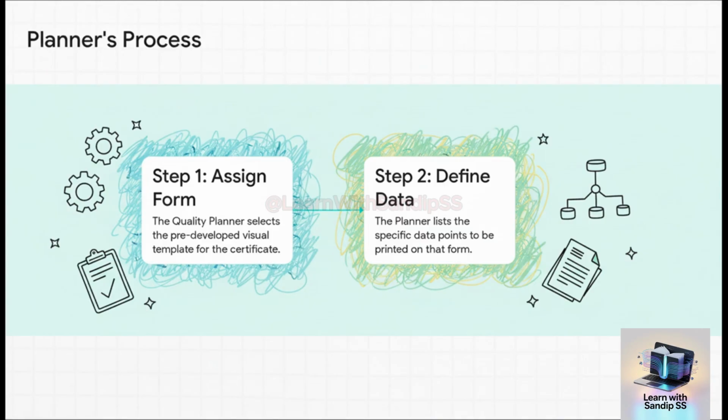So this really breaks down the quality planner's job into two simple steps. First, they just pick the visual template, the form, that the developer has already built for them. Then, step two, they go in and specify exactly which data points, which characteristics, say the precise pH level from the inspection lot, need to be pulled from the system and printed right onto that form.